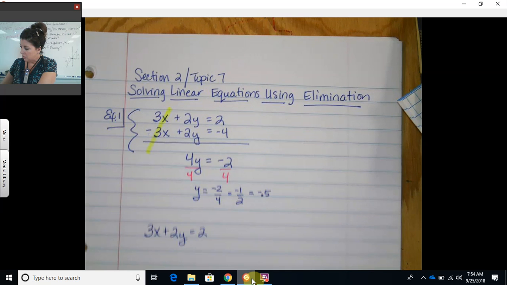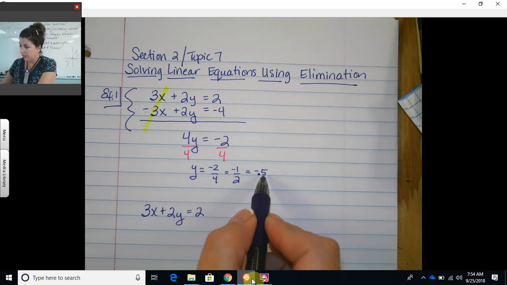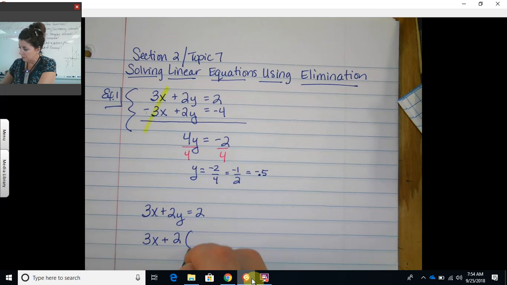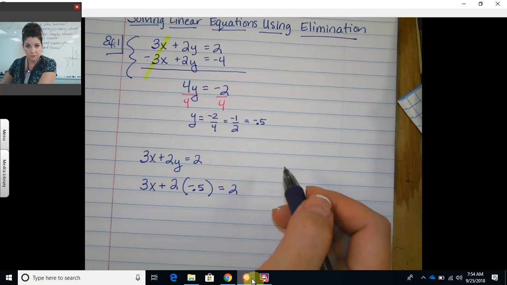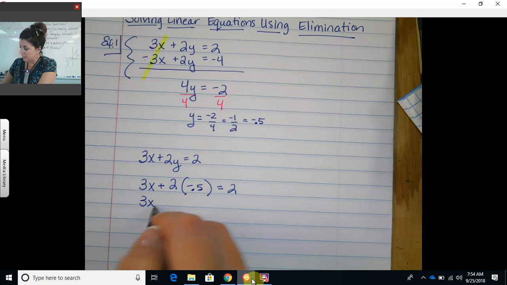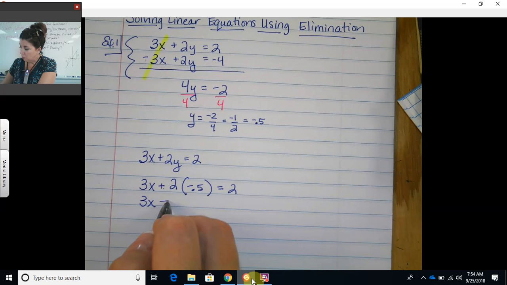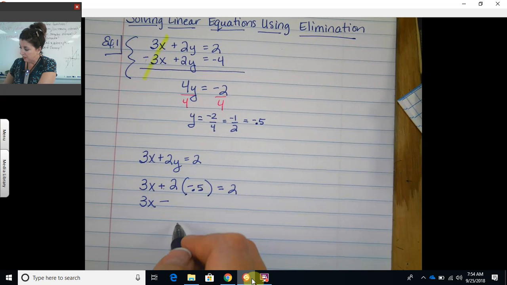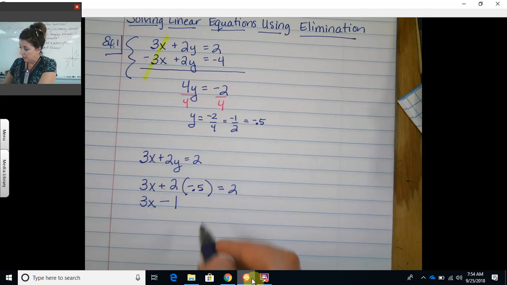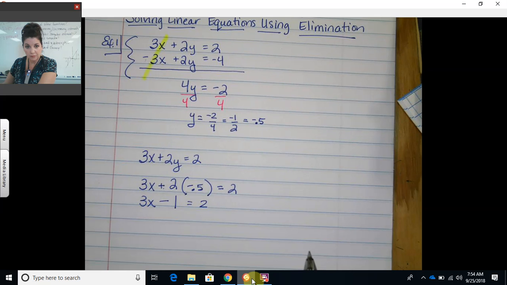So I know that y is negative 1/2 or negative 0.5. So 3x plus 2 times negative 0.5 or negative 1/2 equals 2. That gives me 3x. What's a positive times a negative? Negative. What's 2 times negative 0.5 or 2 times negative 1/2? It's going to be negative 1. And that equals 2.